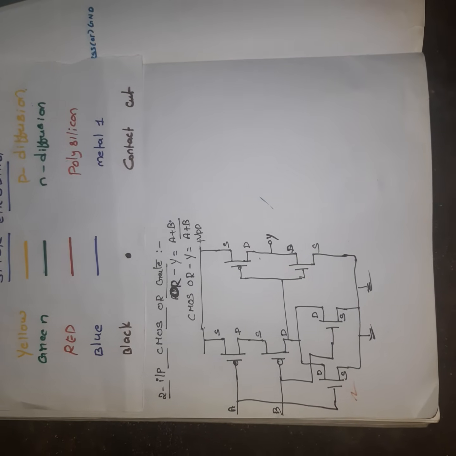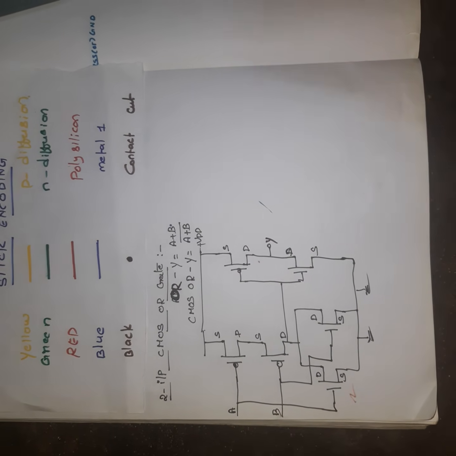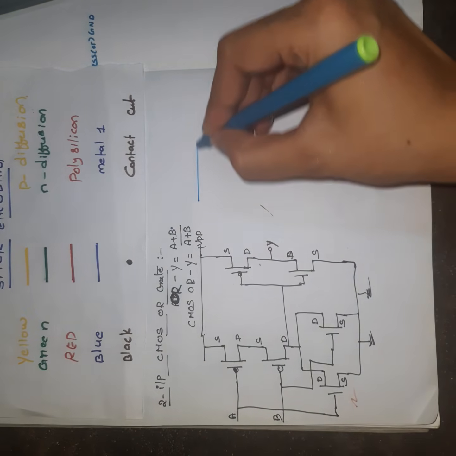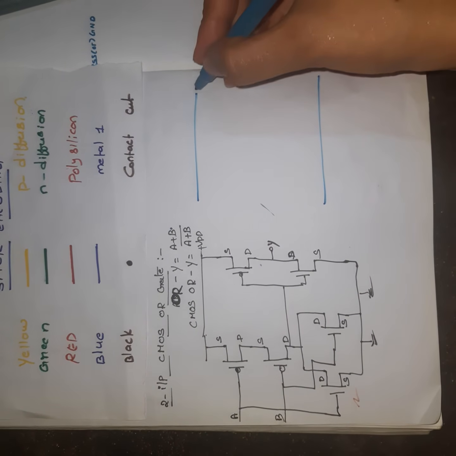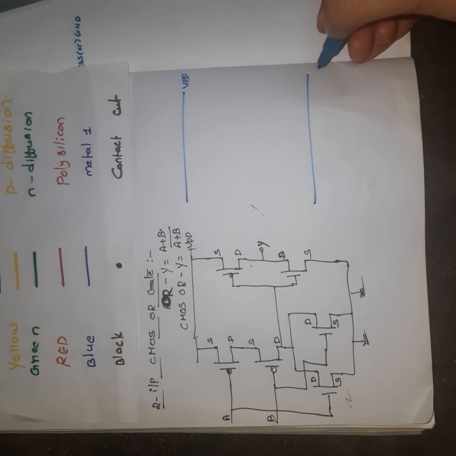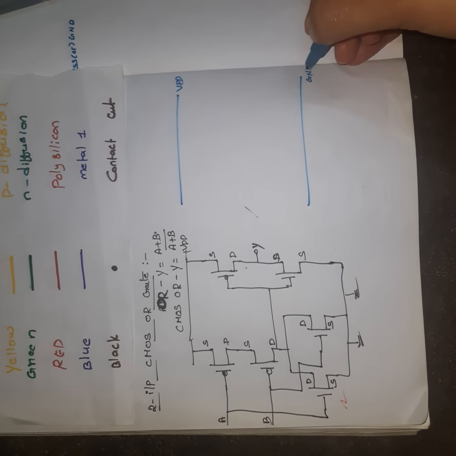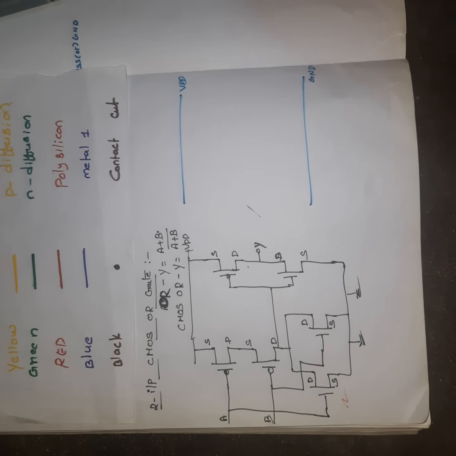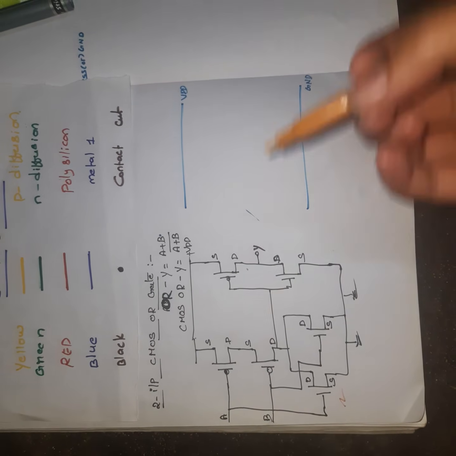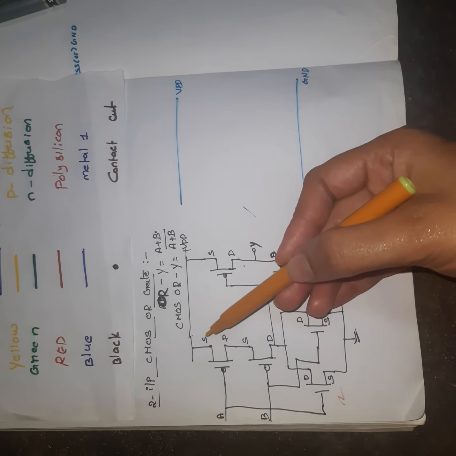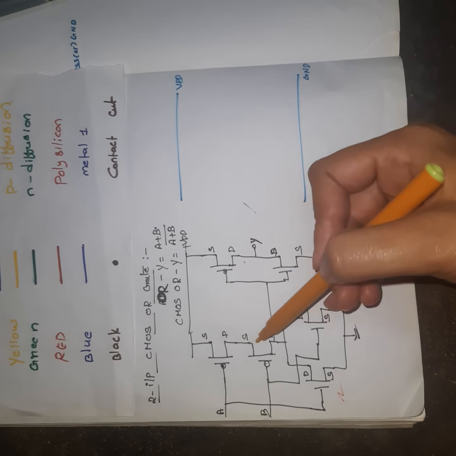The first step is to draw the VDD and VSS lines. VDD, and VSS, which is nothing but ground. The next step is to draw the P diffusion layer. P diffusion is used to indicate the source and drain terminals.